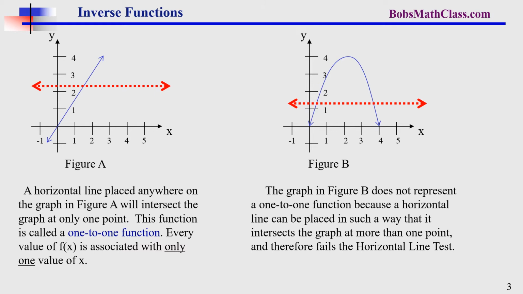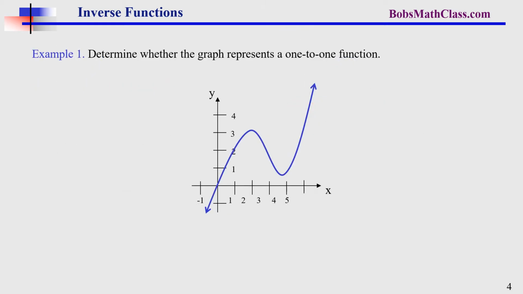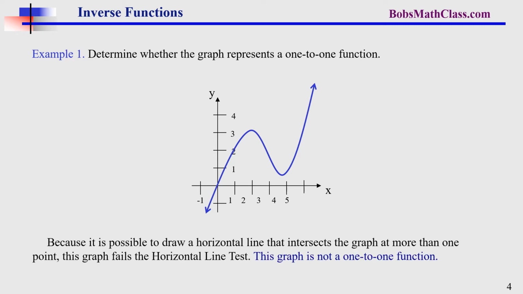I know it gets complicated, but for right now, just keep in mind a one-to-one function must pass the vertical line test and the horizontal line test. Okay, so let's look at this one. Is this a one-to-one function? It does pass the vertical line test. Does it pass the horizontal line test? It is possible to draw a horizontal line that intersects the graph at more than one point. For example, right there. This horizontal line that I just drew in red intersects it how many times? Right, 3 times. So this graph is not a one-to-one function because it fails the horizontal line test.